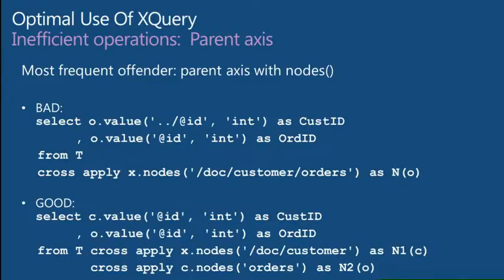It's better to write it using forward chaining, meaning I get myself my customer, I extract my ID from the customer element, I do a further cross apply relative to the customers to the orders, and then get my order ID value out of that. Exactly the same result. Performance is night and day. Let me show you that as well.